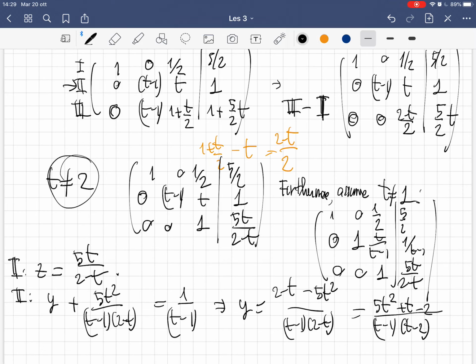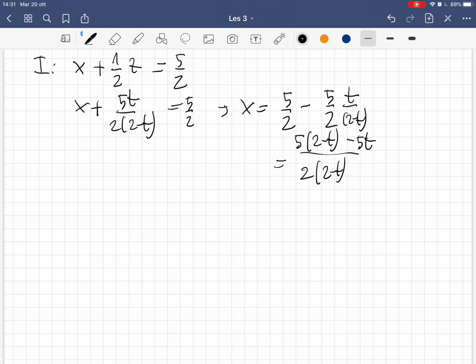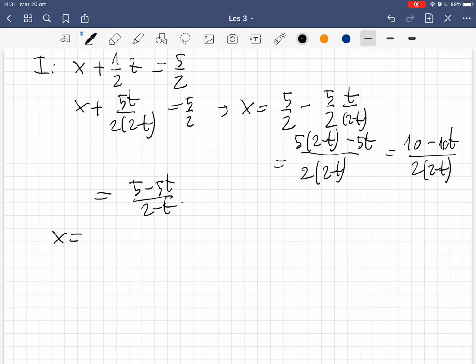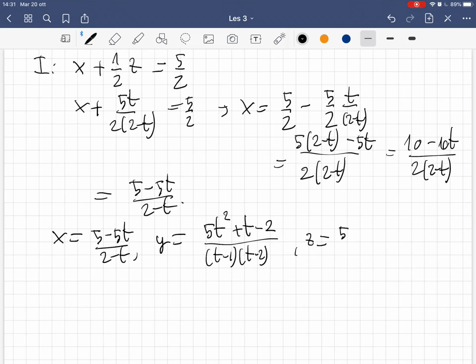Okay, which is then 10 minus 10t. I mean, these are computations. They're not really essential, but it should be 5 minus 5t divided by this. So in the end, in this case, you have just one solution, namely x is this. Y is given by this, and the last one. Okay, very good. So here we are assuming that t is different from 1 and t is different from 2.